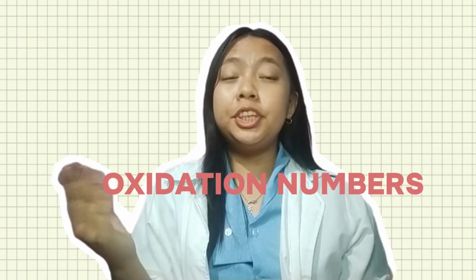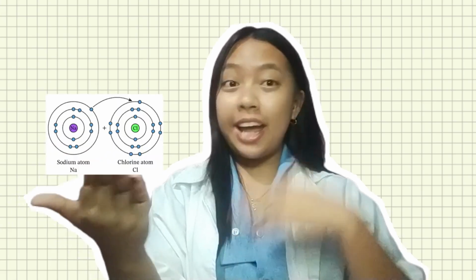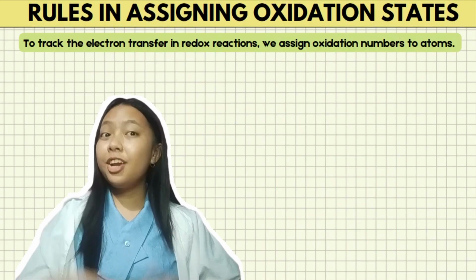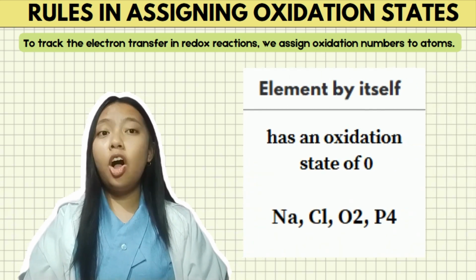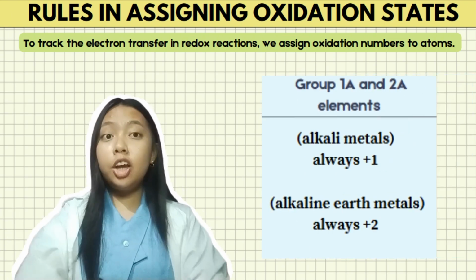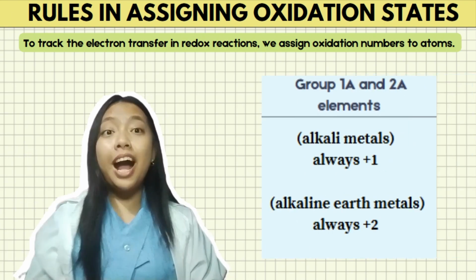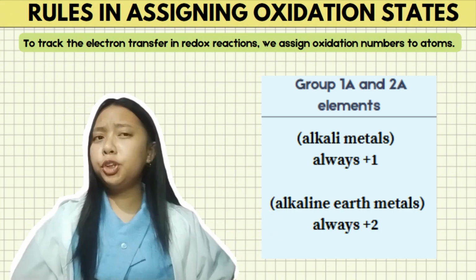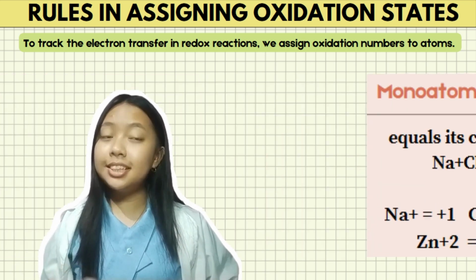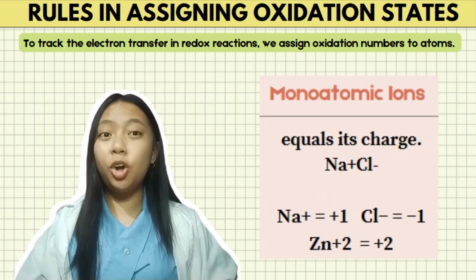To help identify less obvious redox reactions, oxidation numbers provide us a way to track electrons before and after a reaction. But how can we determine the oxidation numbers of atoms in a reaction? Well, there are certain guidelines we can follow. Free elements in their natural uncombined state always have an oxidation number of 0. For group 1A in the periodic table, the alkali metals, the oxidation number is always +1. For alkaline earth metals, it's always +2. For transition metals, it can have multiple oxidation states depending on the compound. For monoatomic ions, atoms with a charge, the oxidation number is always equal to the charge.